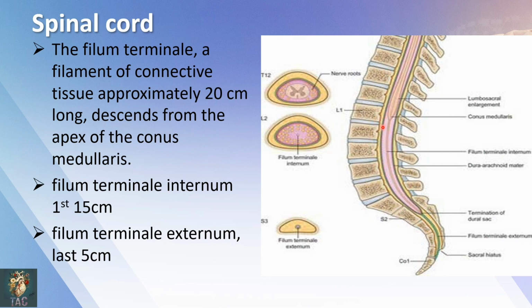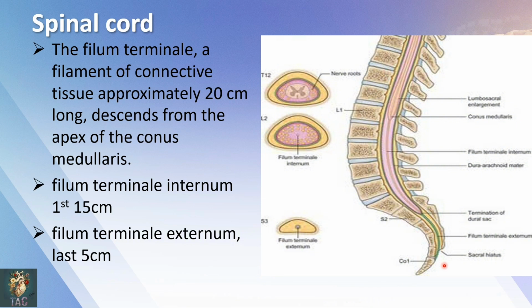The first 15 centimeters, called the filum terminale internum, is present in the subarachnoid space in which the CSF is present, and this is the space where we can tap this CSF and give anesthesia as well. Below this space, the subarachnoid space finishes and merges with the thick coat of the dura mater, and it becomes filamentous, and the last 5 centimeters of it are attached to the back of the first coccygeal vertebra.